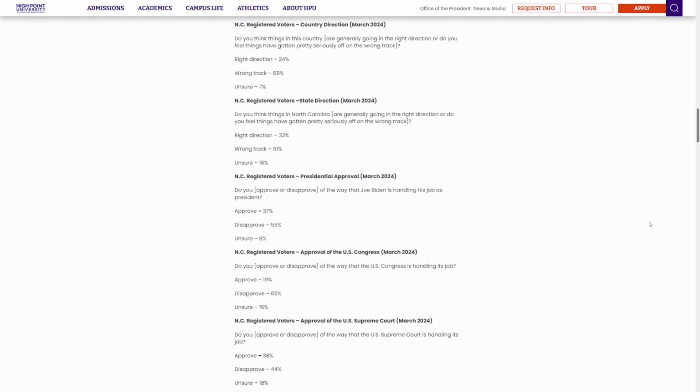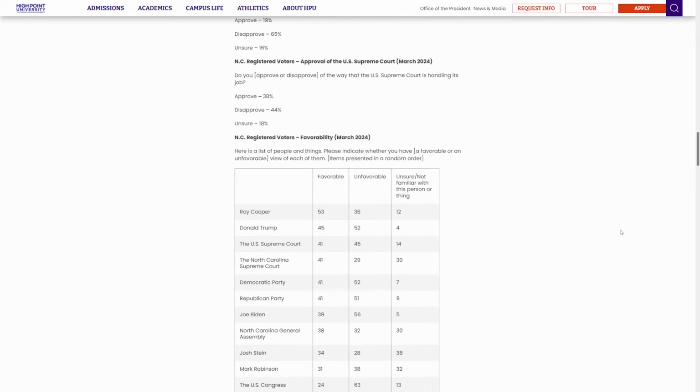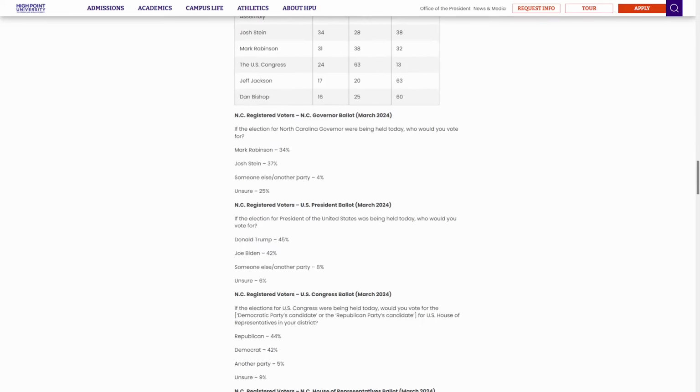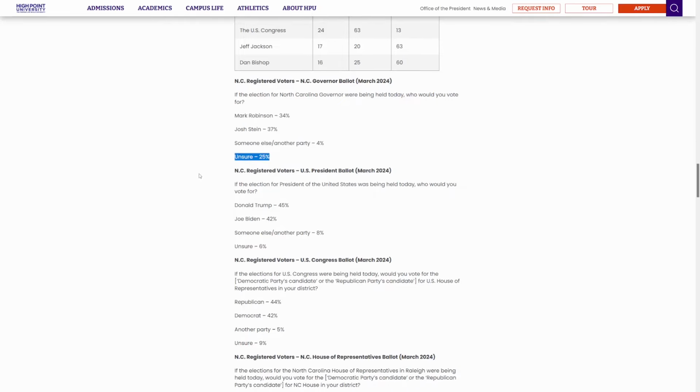So it's not way off from the Quinnipiac poll, but for governor, Josh Stein leads by a smaller margin of 3 points. This time, both candidates are in the 30s. Stein is at 37, Robinson 34. There's a huge chunk of undecideds, 25%. So this time, Stein is up by 3. This seems more in line with what I was expecting, but feel free to look at this poll and take a look at the rest of the data.